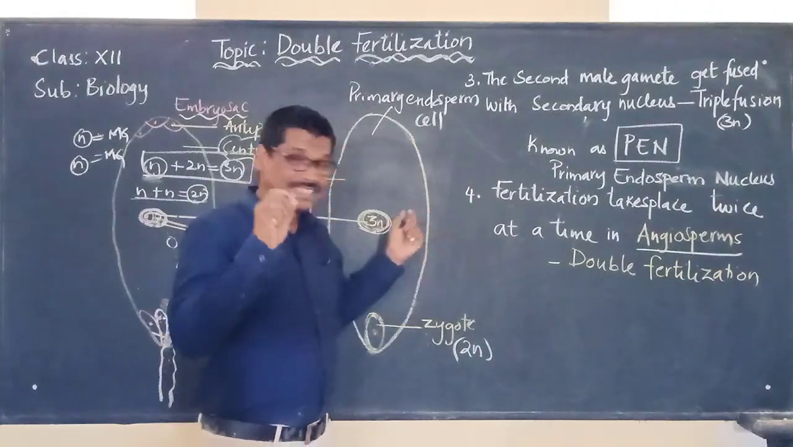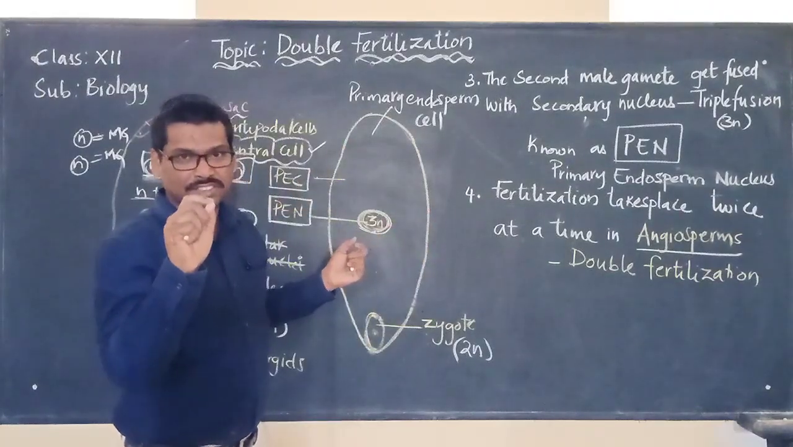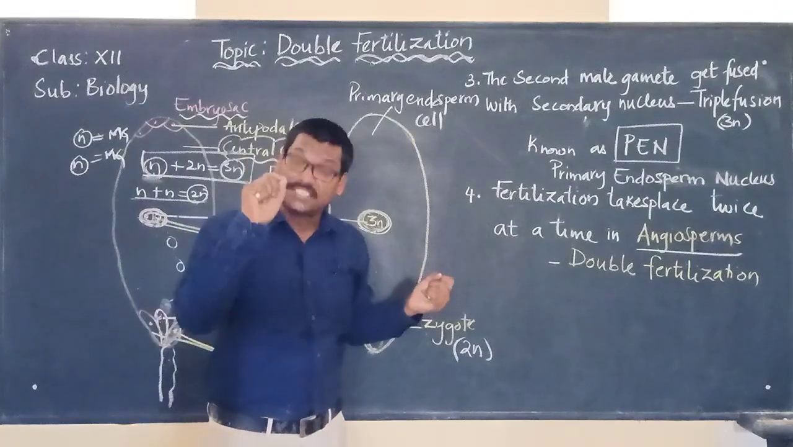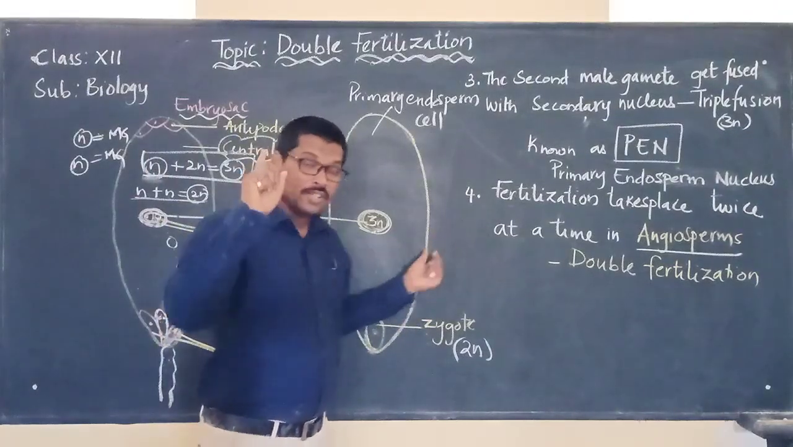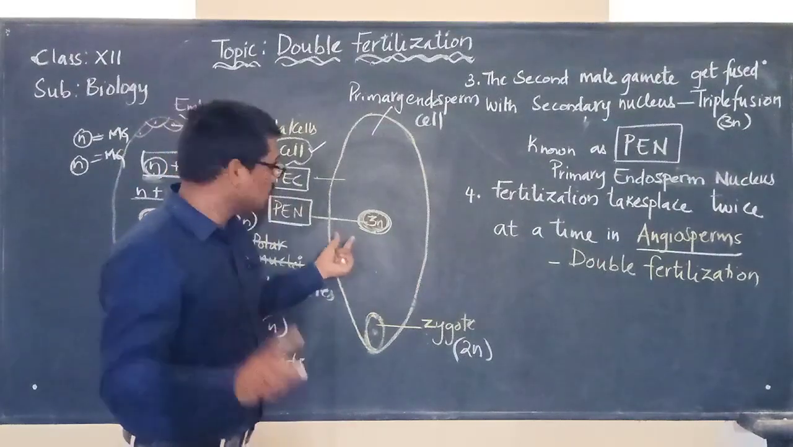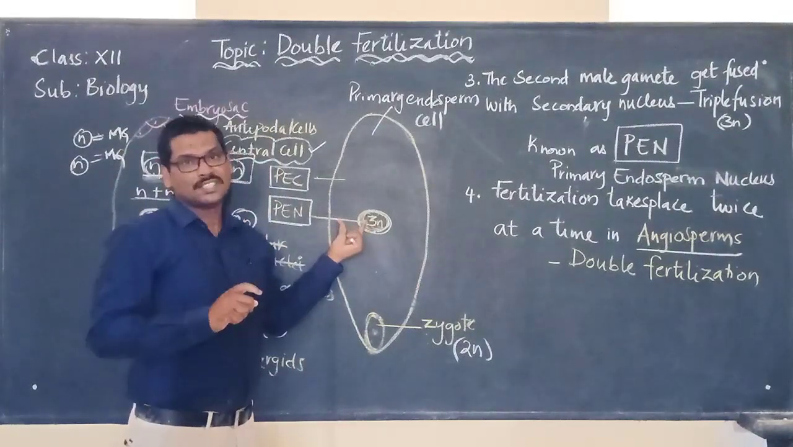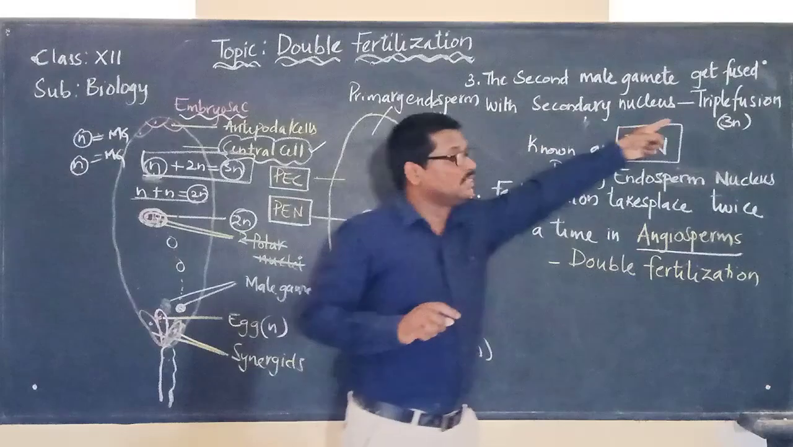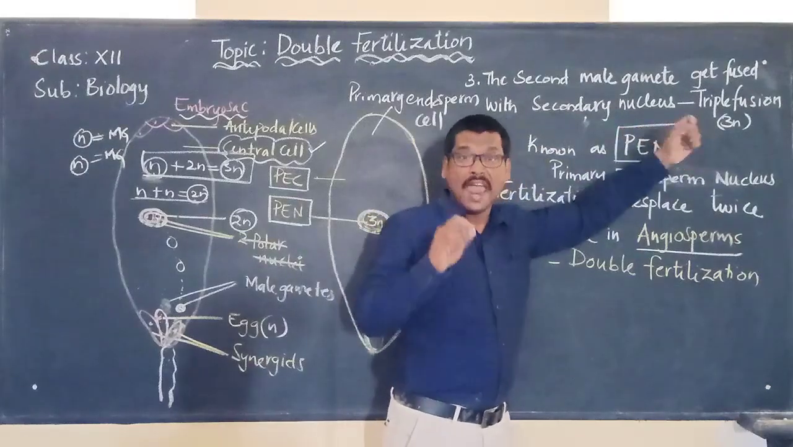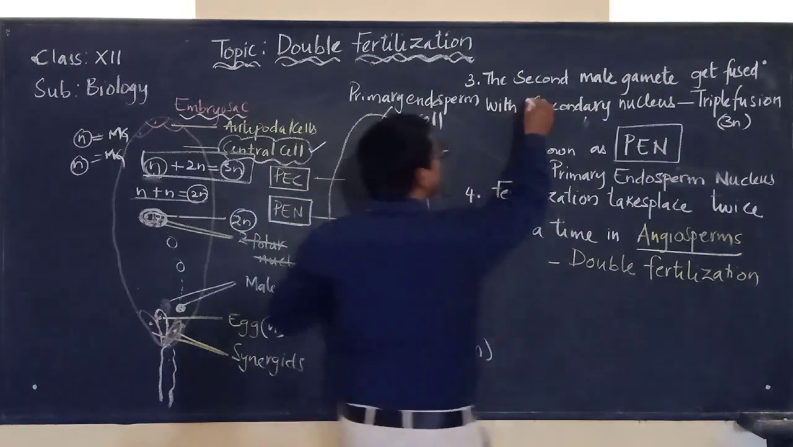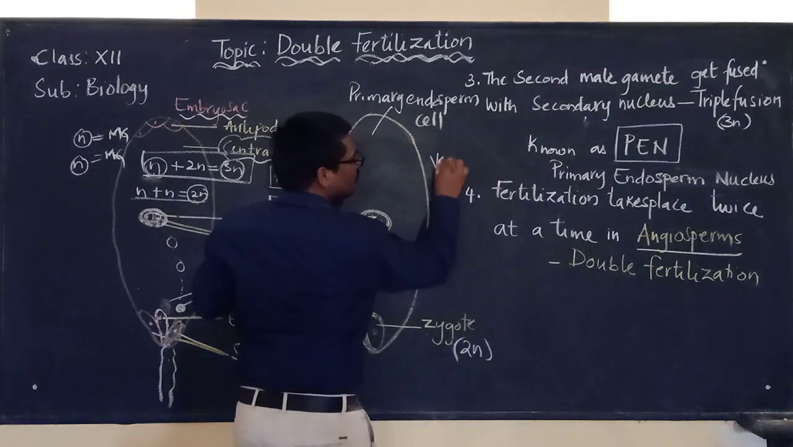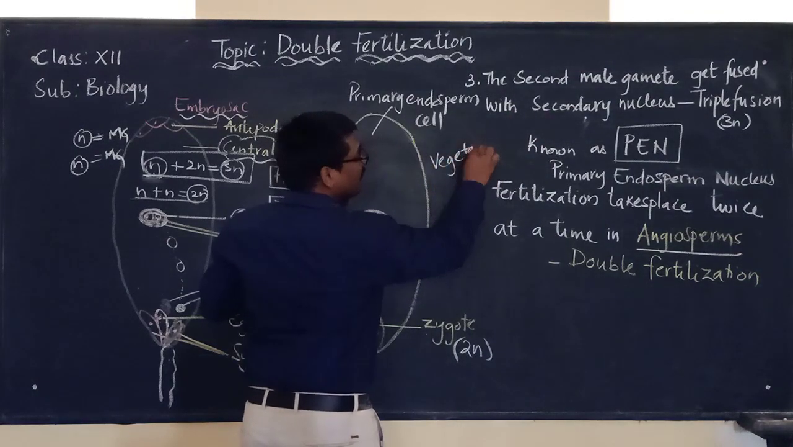That is the syngamy, true fertilization, or otherwise we call it generative fertilization. And the second one is what? The second male gamete fuses with the secondary nucleus to form what is called triple fusion, and this type of fertilization can also be known as what? Please remember, this fertilization is also called vegetative fertilization.